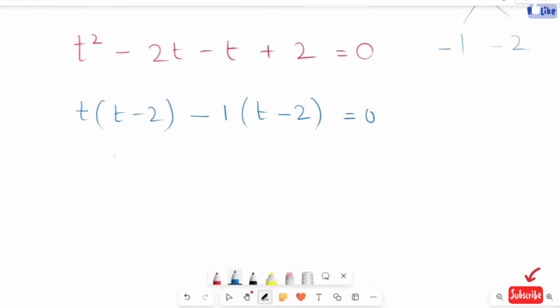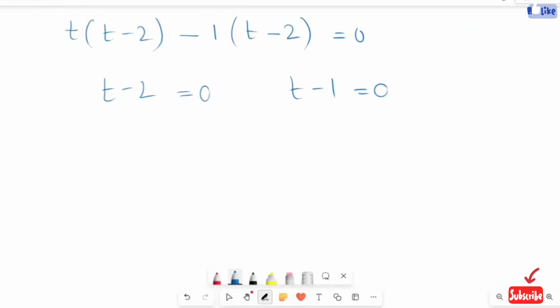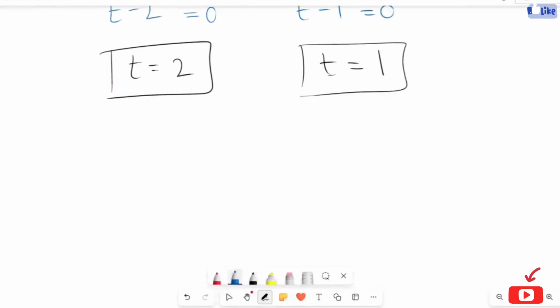Now here we take t minus 2 is equal to 0, and t minus 1 is equal to 0. As I solve this, t is equal to 2 and t is equal to 1. Now I'm going to solve case 1, that is t is equal to 2. I'm going to recall 3^x is equal to t. So I'm going to replace this t with 2: 3^x is equal to 2.